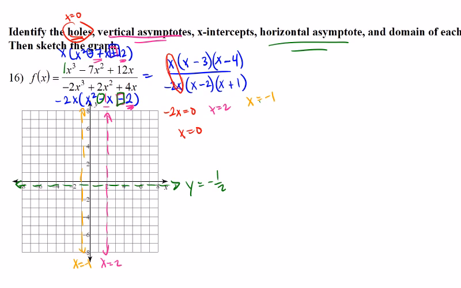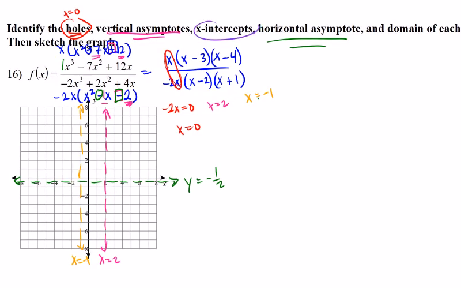Yeah, x-intercepts. So that would be where the function equals 0, and that's going to be where we can have a 0 in the numerator, okay? And we know 0 doesn't count because we have a hole there, but we can solve for these. So our x-intercepts will be x equals 3 and x equals 4, okay? So x equals 3 and x equals 4.